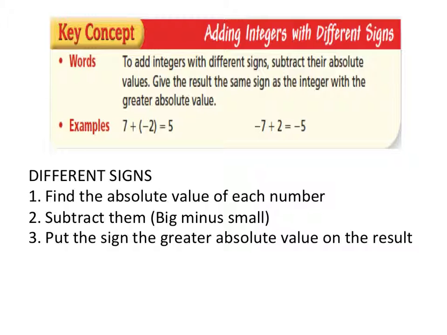As with adding integers with the same sign, we have adding integers with different signs. As you can see in the key concept, we have some examples of integers with opposite signs. 7 plus negative 2 is equal to 5, and negative 7 plus 2 is equal to negative 5. We have almost the same set of rules for different signs. The first step is again to find the absolute value of each number, but instead of adding, we're going to subtract them. And remember, we're going to put the big absolute value minus the small absolute value. After we've done the subtraction, we're going to put the sign of the greatest absolute value on the result. Let's do a couple of problems.